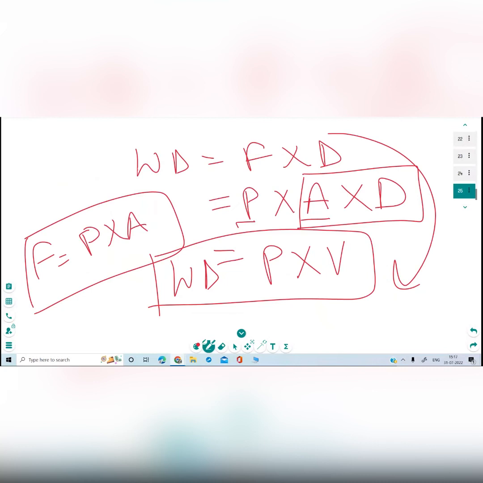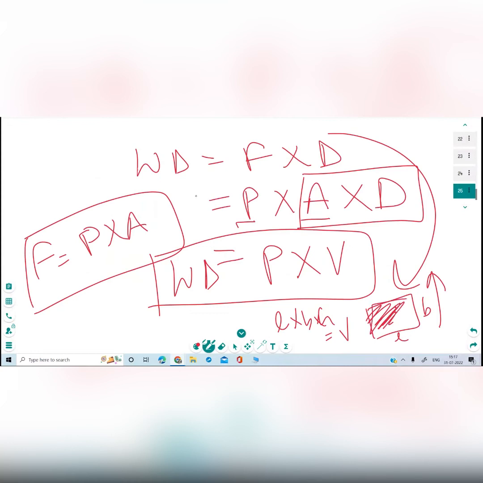So work done equals force times displacement, and force is written as pressure into area. Then we combine area and displacement together, which is called volume. Why area? Area is like this, length and breadth, and this is getting displaced. It's going to a height. So length into breadth into height makes volume.